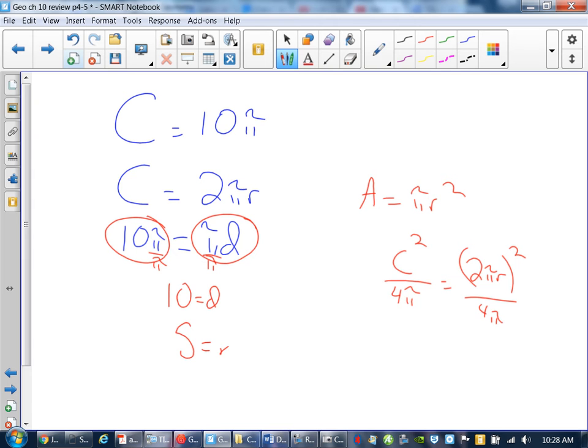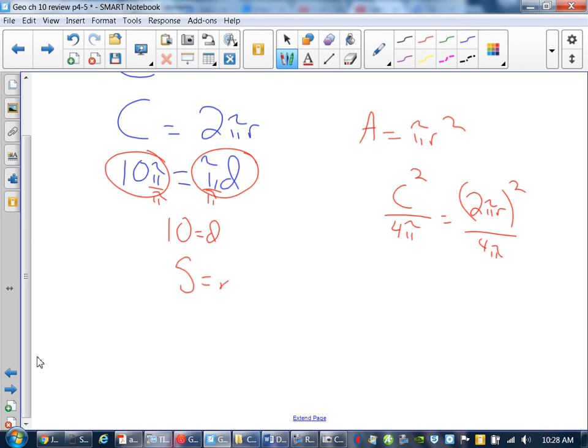Yes, because if you square that, you get, and I've never seen it written like that, that's weird, you get 4 pi squared r squared divided by 4 pi. The 4's drop out, and one of the pi's drops out, and you're left with pi r squared. Don't worry about it.